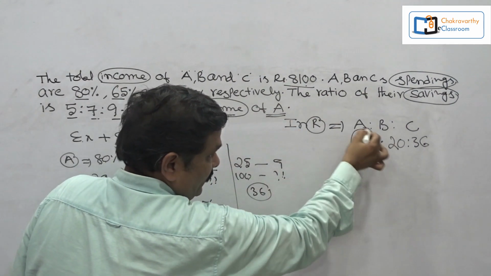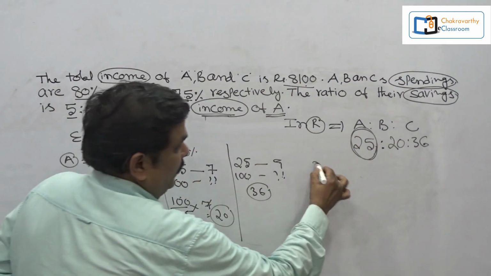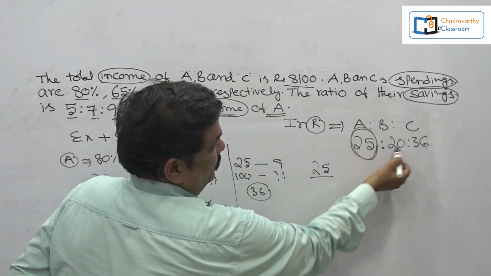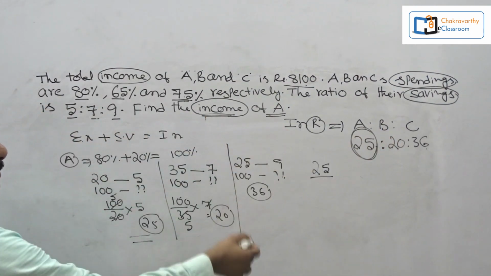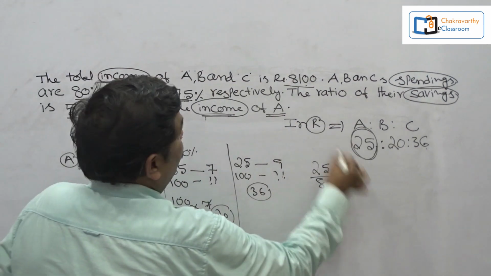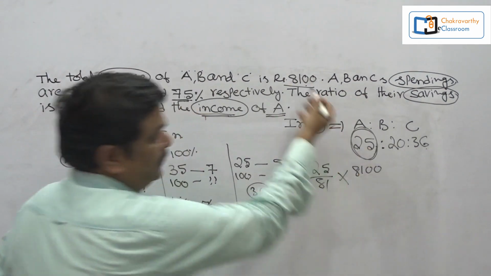A's income is 25 parts. That should be 25 parts, 25 out of this 25 plus 20 plus 36. This is 40, 45, 30, 75 plus 5, 80 plus 1, 81, right? 81, okay, into 8100. Of course, the figures are simple here.